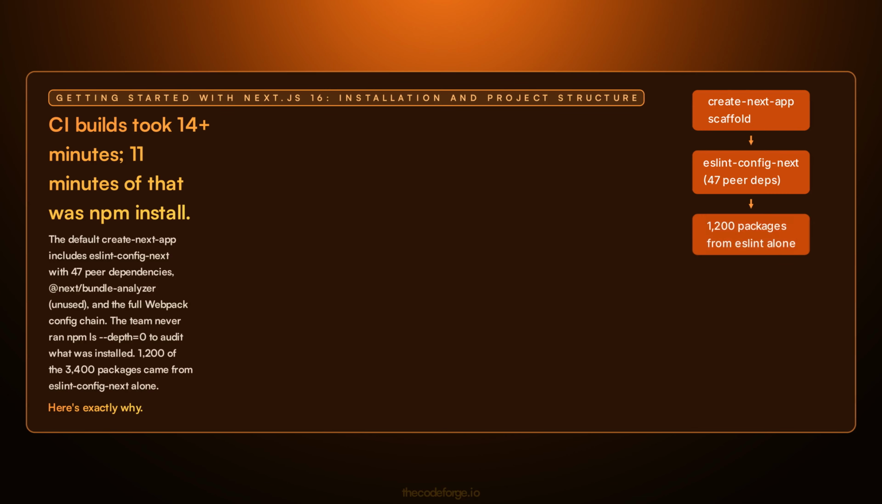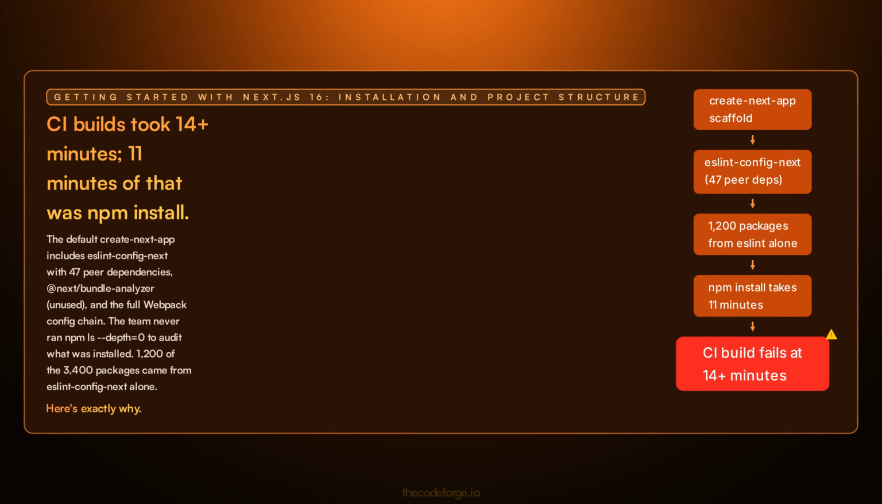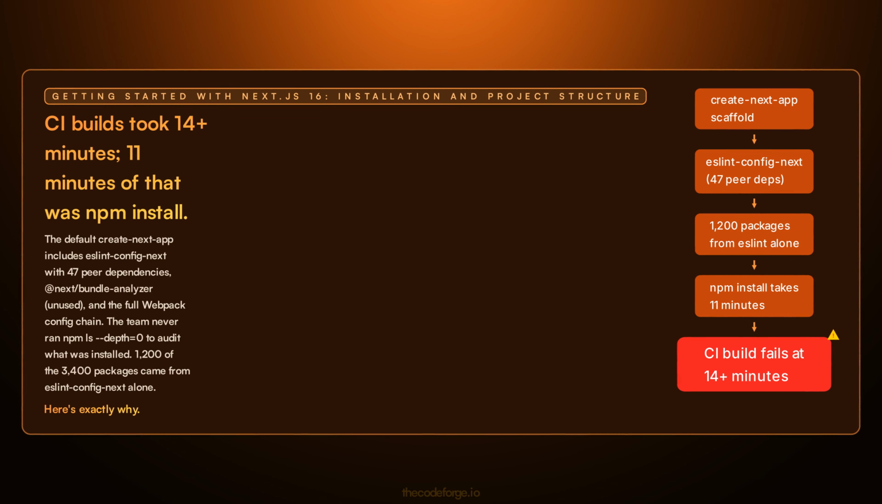Your CI build just took 14 minutes, 11 of them spent on npm install. 1,200 of those 3,400 packages came from a single dependency you never asked for.